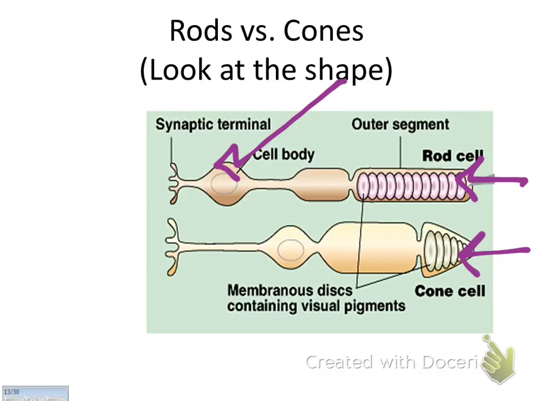The only thing you definitely want to know about this is that these are photoreceptors. Rods and cones are photoreceptors. What's a photoreceptor? Proteins that receive light. So, a protein that receives light, right? He said it perfectly. It's a photoreceptor. It's a protein that receives light.